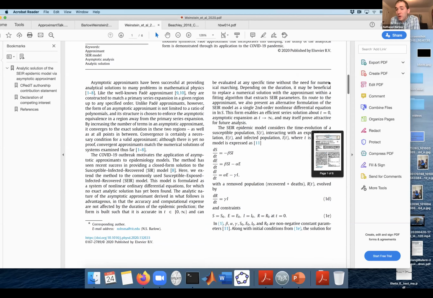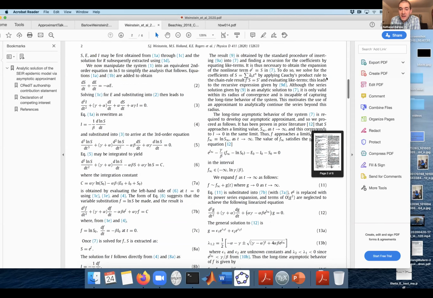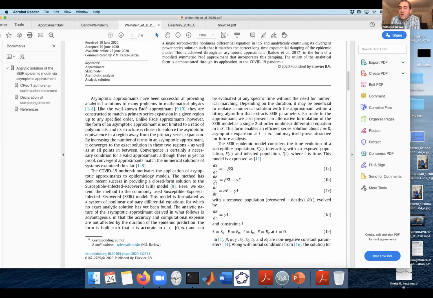Oh, I was just going to show what you did, Steve. So Steve basically took these four equations, and you can take any system of equations, use them, differentiate both sides, substitute them into each other.